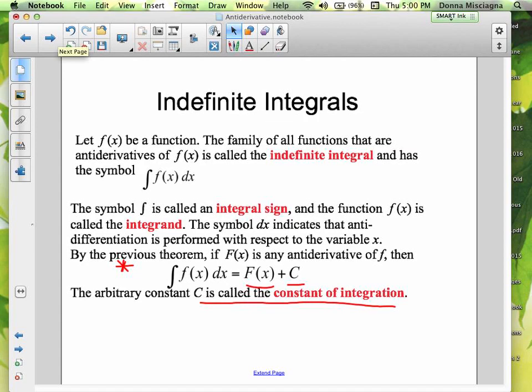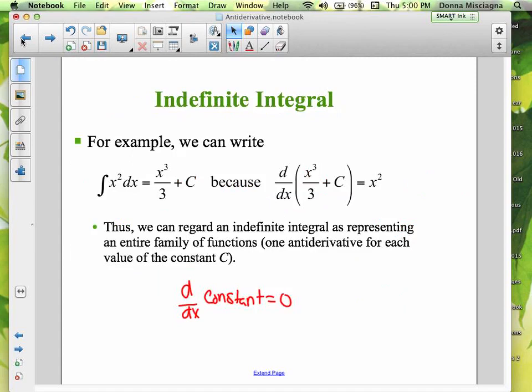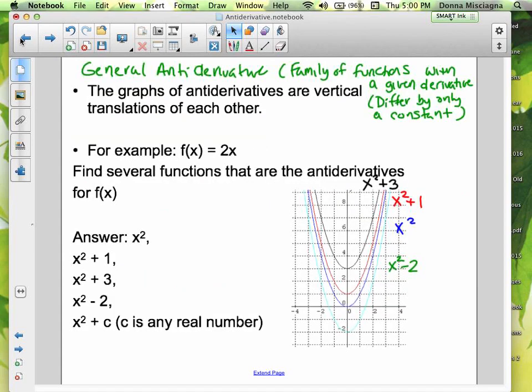And I think a lot of this begins to make more sense the more that we work with it and you get practice with it. But I'm hoping that it makes sense that because when we take a derivative of a constant, we get 0, we have to represent all of the possible constants here. Whenever we have this group of functions, they all have 2x as their derivative. We want to make sure that we note that there's not just one function, there's a whole family of functions.